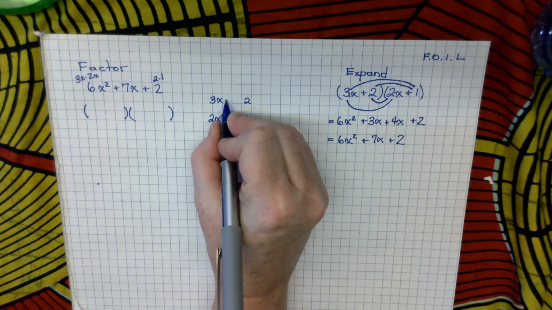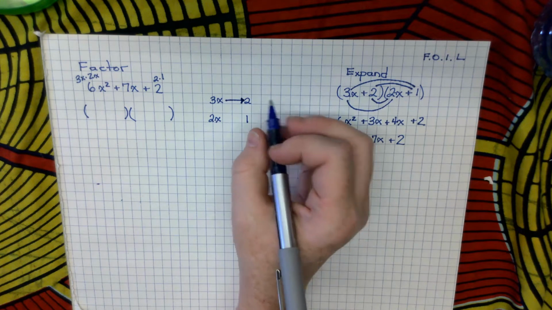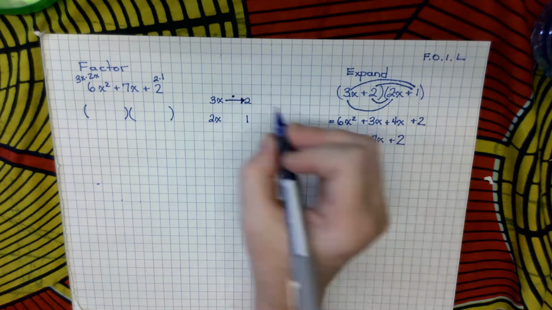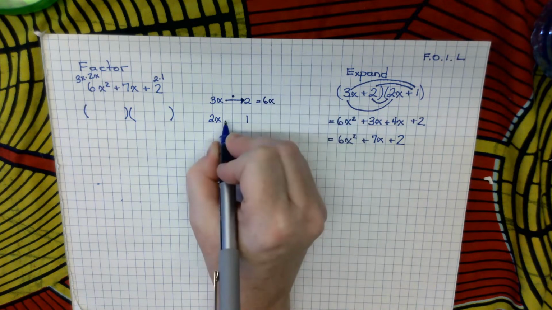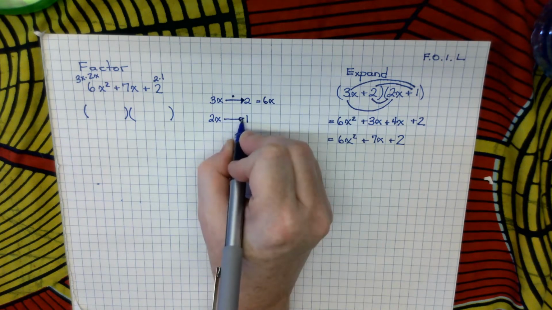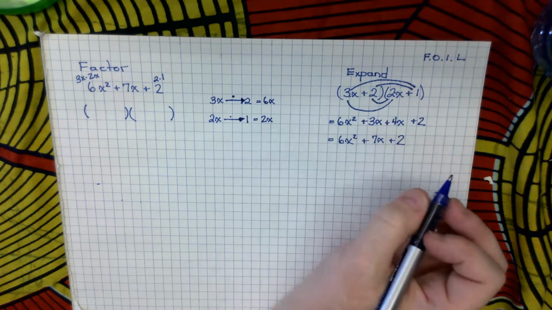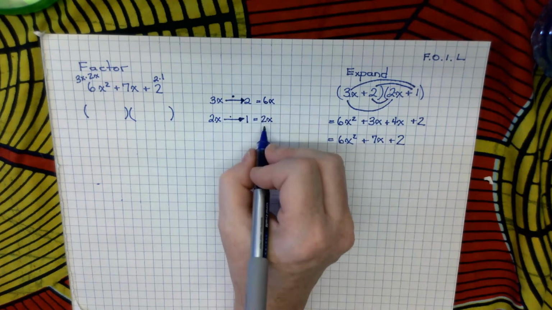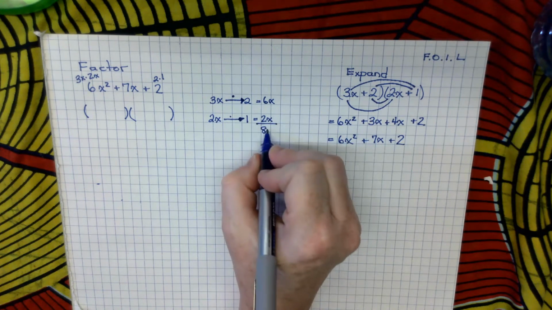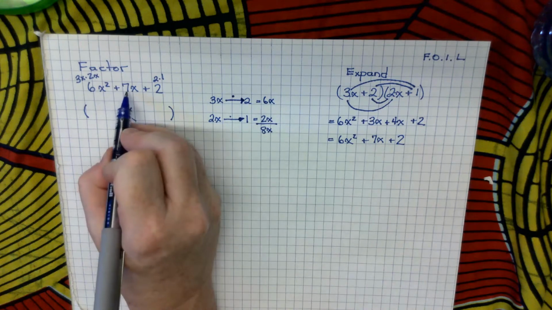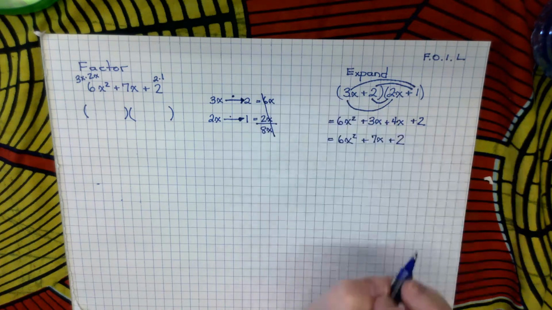So first, we're going to try multiplying across. So 3x times 2, right? I'm just going to put a little dot here for times. 3x times 2 is 6x. So I'm just going to write that down. And then 2x times 1 is 2x. Okay? So I have 6x and 2x. And if I look at that, and if I add them up, I get 8x. And I need to get 7x. So this doesn't work. Okay, so I'm just going to cross that out.